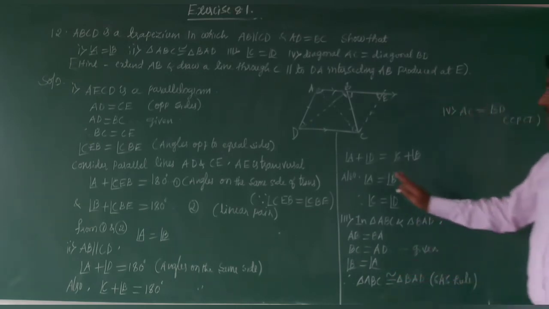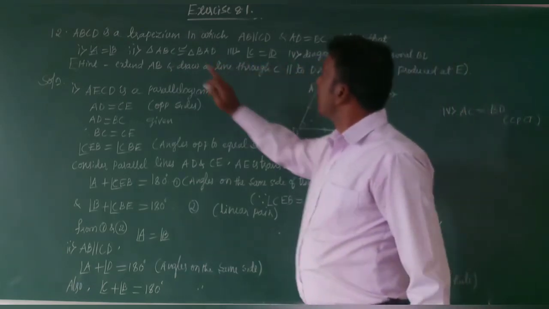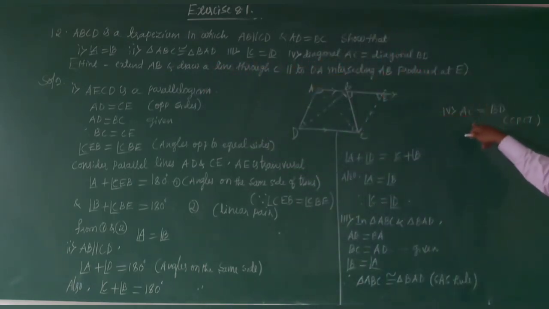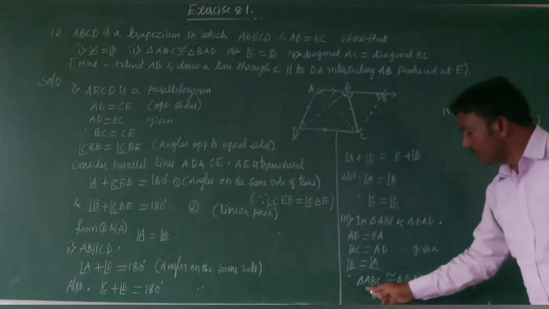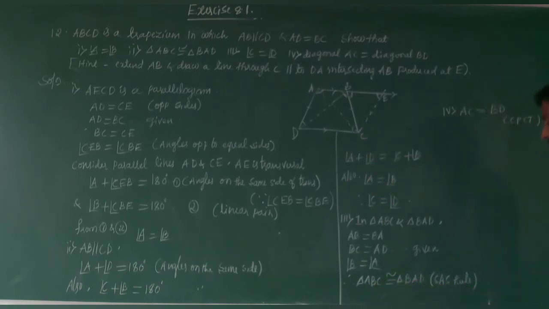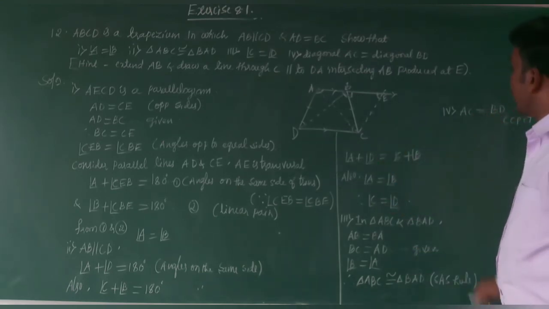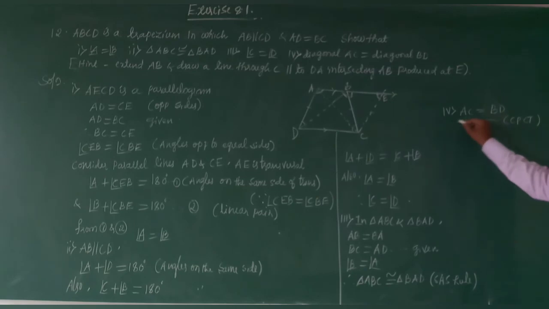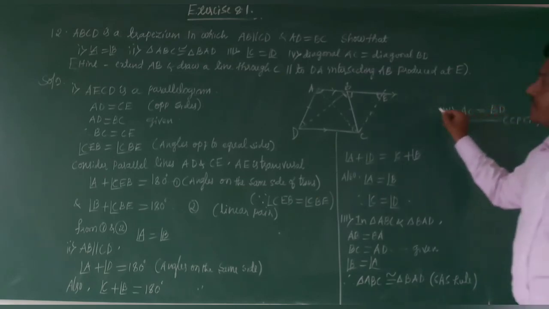Last case is the fourth one: diagonal AC is equal to diagonal BD. If these two triangles, triangle ABC and triangle BAD, are congruent to each other, AC and BD are corresponding sides of those two congruent triangles. So by CPCT, AC is equal to BD. This is the fourth question.